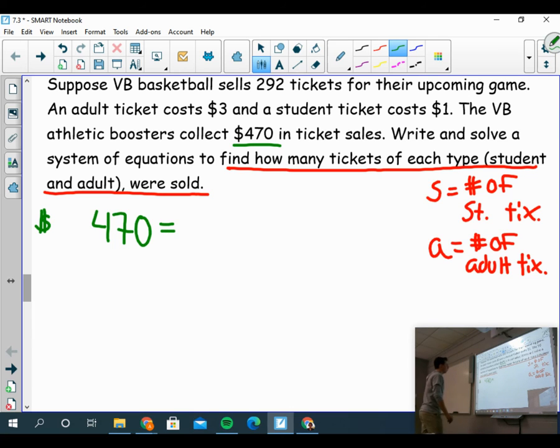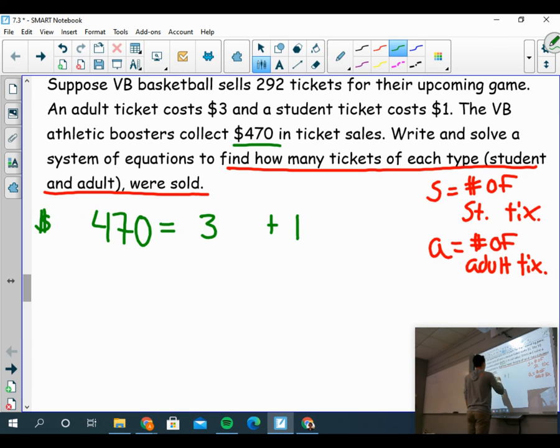Now, what is making up that $470? Well, an adult ticket is $3, and a student ticket is $1. Why are we adding? Well, because the combination of the sales from the adult tickets and student tickets are going to make up your total ticket proceeds. So we got $3 for an adult and a student costs $1.